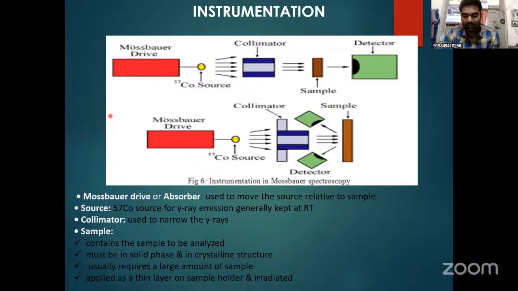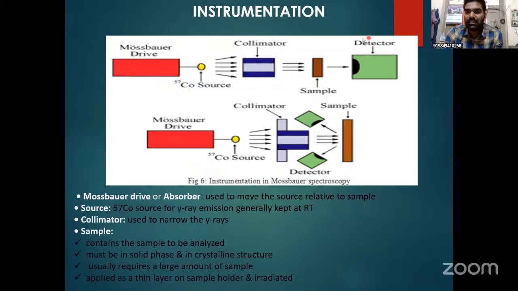Mossbauer effect. Let us see. So this is the instrumentation. This is the Mossbauer drive. This is the collimator. This is the cobalt source. Just now we have seen the cobalt source, 57 cobalt. This is the mass number 57 cobalt source, and this is the sample which we are using.